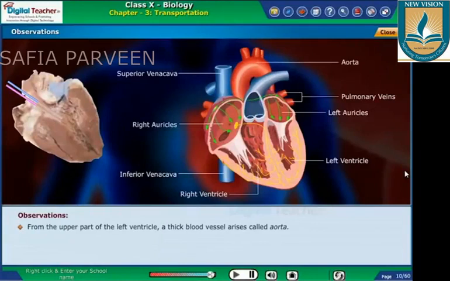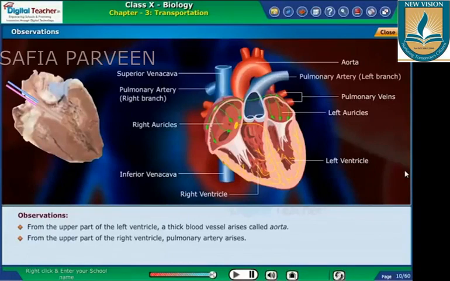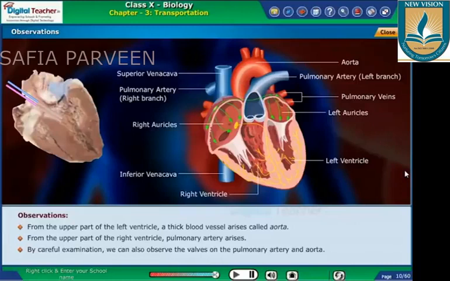And the largest artery that is connected with the upper part of the left ventricle, the red color one, is called the aorta. And there is a pair of pulmonary arteries, the blue color ones just below the red aorta. You can see blue color open blood vessels. Those are nothing but pulmonary arteries, right branch and left branch. They open from the upper part of the right ventricle.